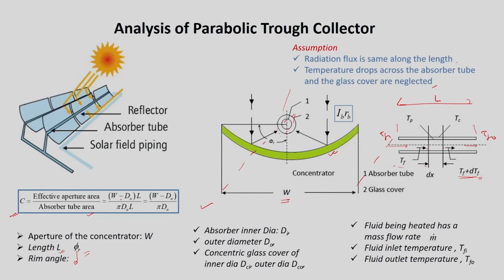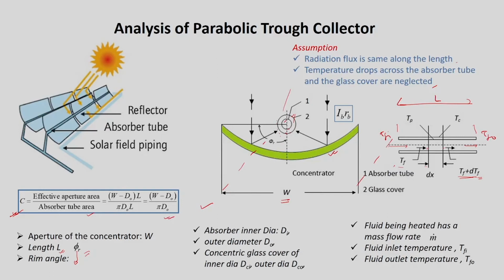This effective aperture area is W minus d naught, where d naught is the outer diameter of the tube, multiplied by L, the length, divided by pi d naught L. So d naught is the diameter of this tube. If L is common in the numerator and denominator, it cancels, and W minus d naught divided by pi d naught is the expression for the concentration ratio. So if we know the aperture of the concentrator and the outer diameter of the absorber, we can straightaway calculate the concentration ratio of that configuration.